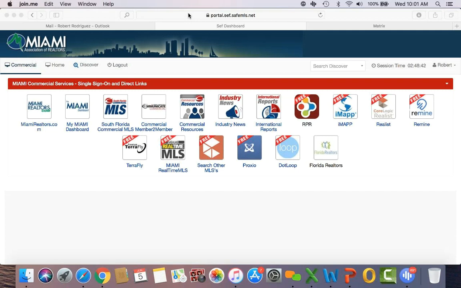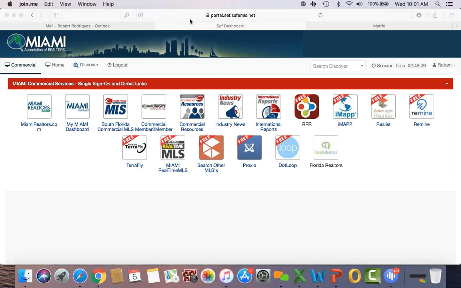Today we'll be covering how to use the MLS to search for commercial properties and how to use iMapp to run comparables and study these commercial properties. If you are a Miami member and a member of the commercial MLS, you would be logging into your Miami dashboard and finding the commercial dashboard that looks similar to what you have on my screen.